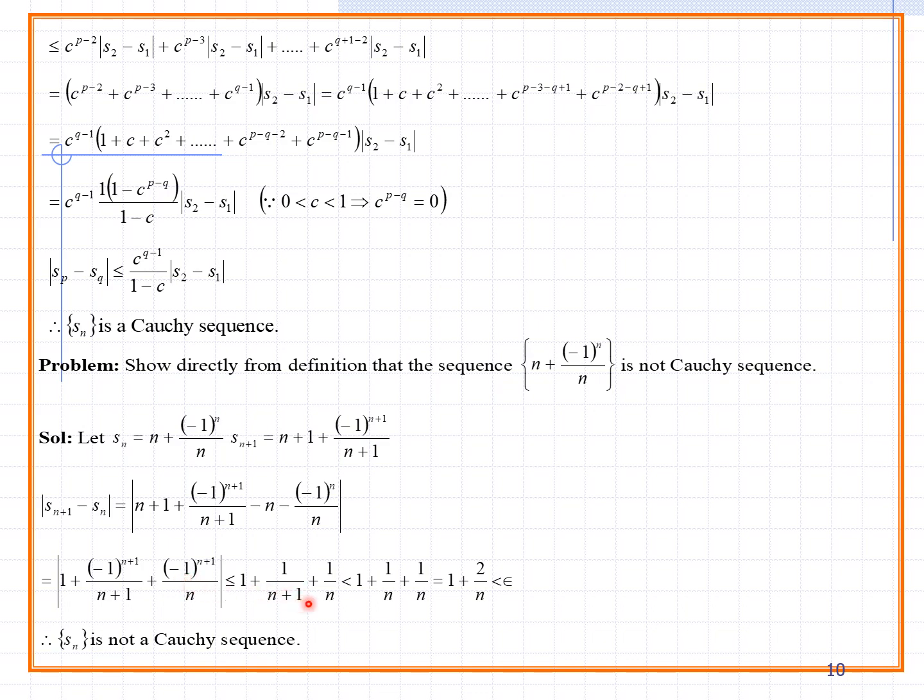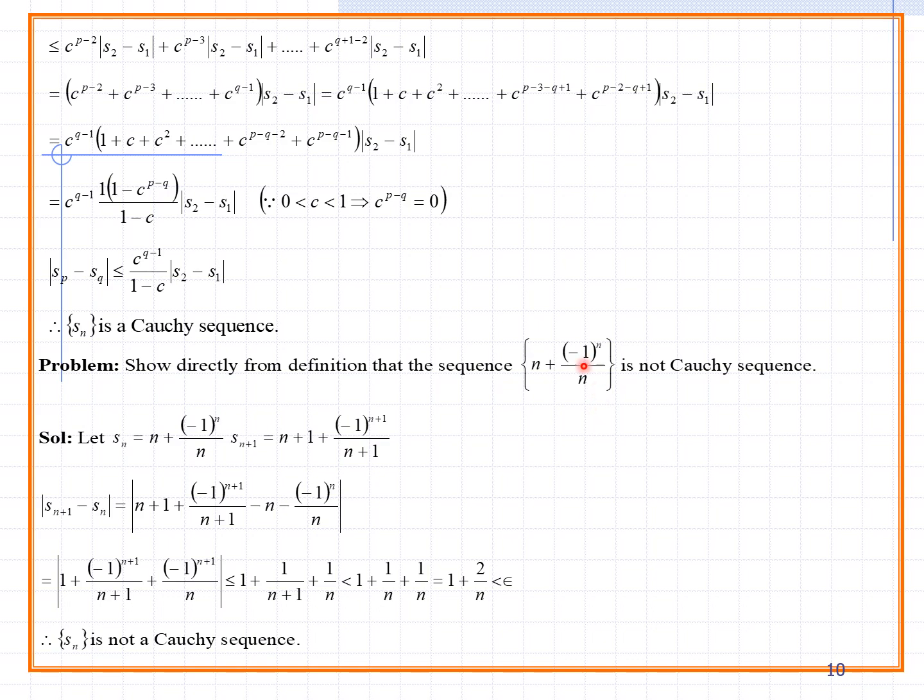So how can we write this one? Less than 1 plus 1 by n plus 1 by n. This total can be written as less than 1 plus 2 by n. So it is equal to 1 plus 2 by n. This value is not less than epsilon. So the sequence Sn is not a Cauchy sequence. Cauchy sequence means less than epsilon, but this value, 1 plus 2 by n, is not less than epsilon. So directly by using this definition, the given one is not a Cauchy sequence.